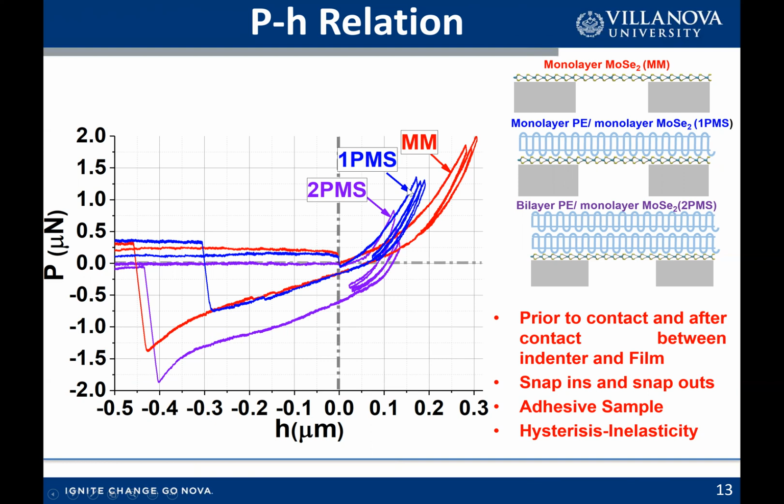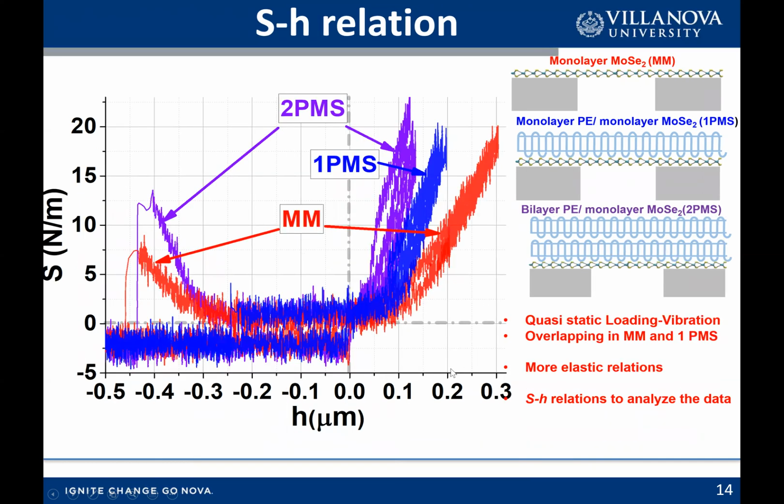If we talk about 1PMS, that is one layer of PE over MoSe2, and 2PMS, the same goes with them. So there is no way loading and unloading are matching each other. That's why these coatings are inelastic in nature. So we are seeing the hysteresis because of the inelasticity and adhesivity of the samples. So that's why we studied this.